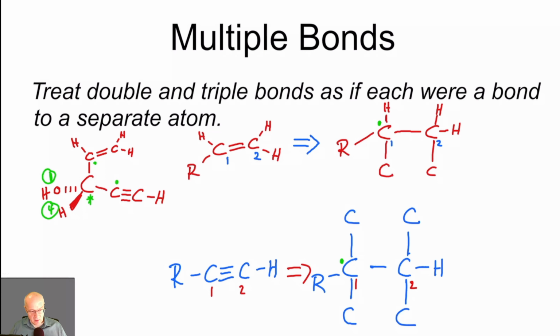So Kahn, Ingold, Prelog say, when there's a tie, jump out 1 more atom until you find a difference. So from here, we can go to hydrogen, carbon, or carbon. So we can go to here, here, or here. From here, we can jump out to carbon, carbon, or carbon.